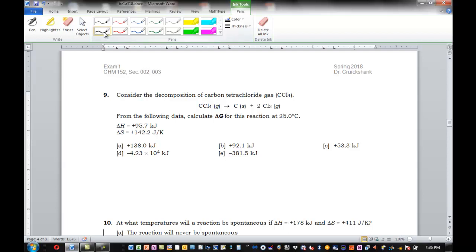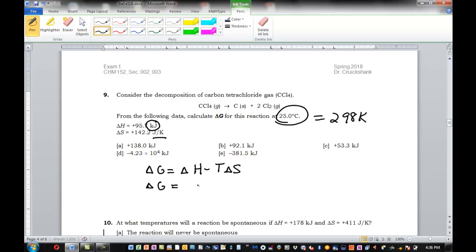So we want to calculate delta G for this. Pretty simple equation, but be careful, units and temperature. Temperature needs to be in Kelvin. Watch your units of delta H and delta S, kilojoules versus joules per Kelvin. We're going to have to take care of that. So delta G, delta H, 95.7 kilojoules, minus 298 Kelvin. Delta S is 142.2 joules per Kelvin.